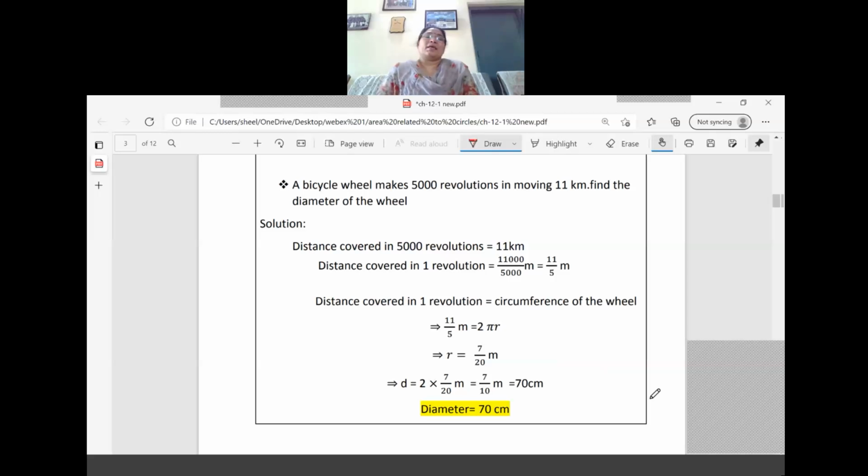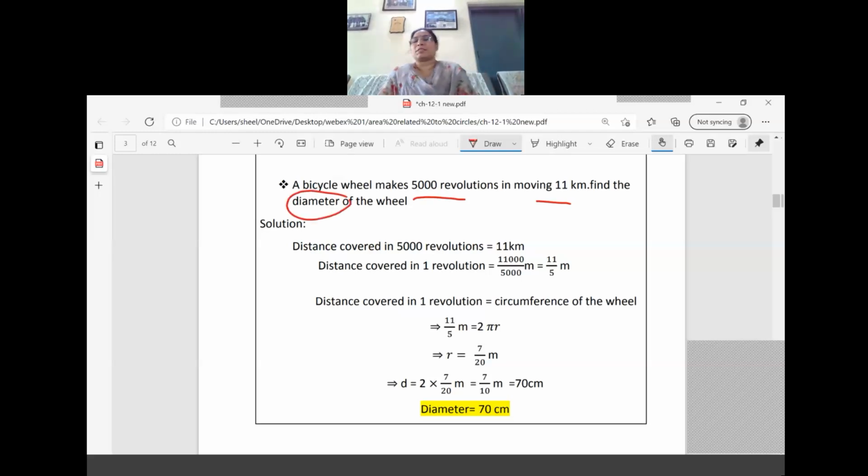This type of question we can see in the question paper many times. A bicycle wheel makes 5,000 revolutions in moving 11 kilometer. Find the diameter of the wheel. So how many revolutions are there? 5,000 revolutions. What is the distance it has moved? 11 kilometer, right? In 5,000 revolutions, it has moved 11 kilometer only. What is asked here? Diameter of the wheel.